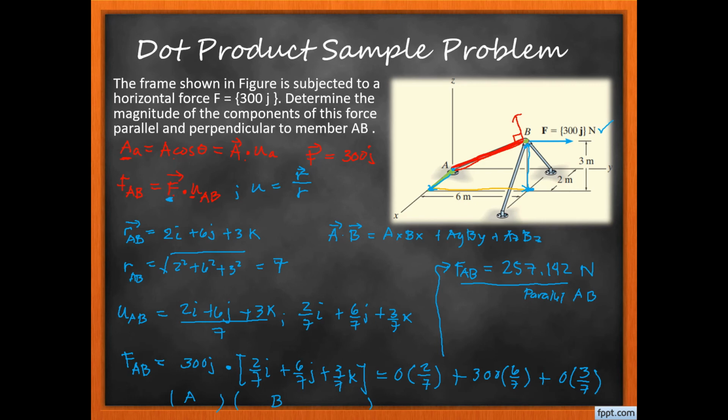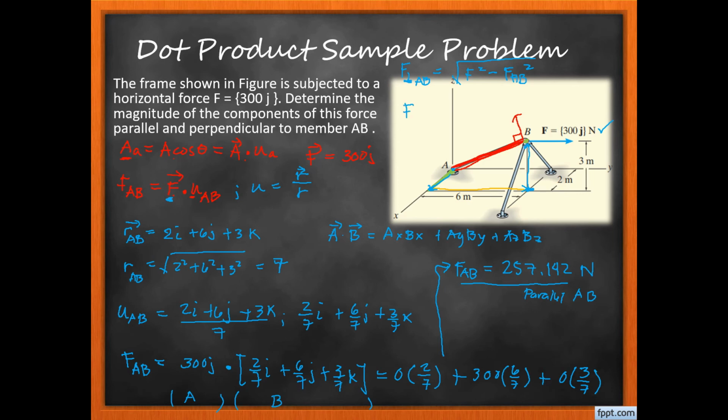So yung perpendicular to AB, gagamitin lang natin yung formula natin na Pythagorean theorem na andun na rin sa naunang slide. Force perpendicular to AB is simply the square root of F square minus yung ating parallel to AB, FAB square. So kunin muna natin yung F natin.